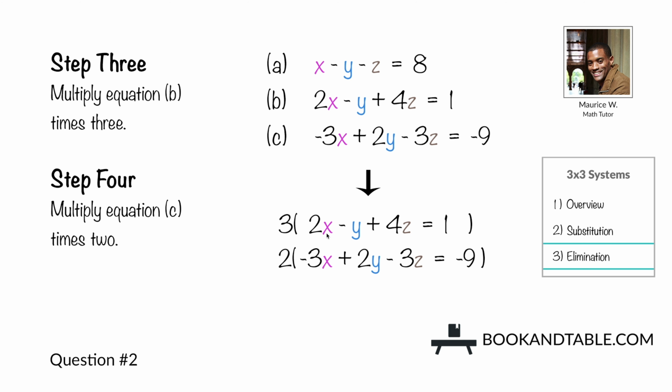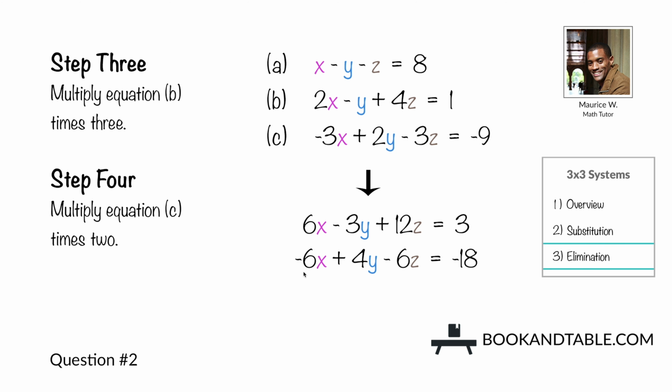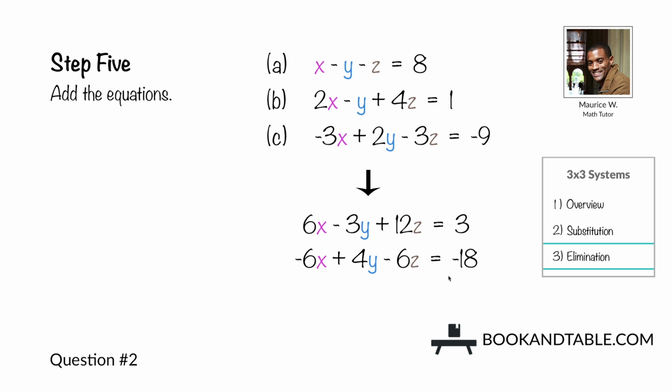3 times 2x gives us 6x. 3 times -y is -3y. 3 times 4z is 12z. And 3 times 1 is 3. And for equation C, 2 times -3x is -6x. 2 times 2y is +4y. 2 times -3z is -6z. And 2 times -9 is -18. And now step 5, add the equations.